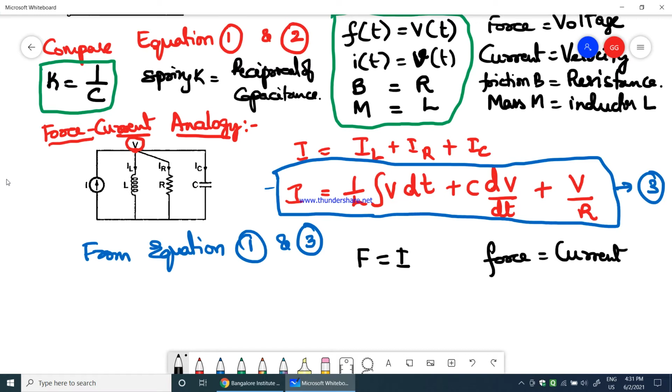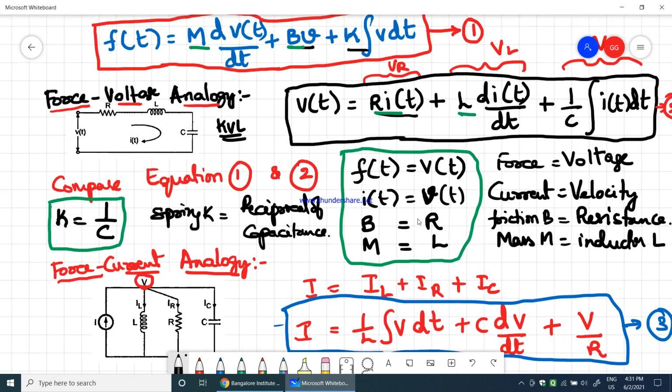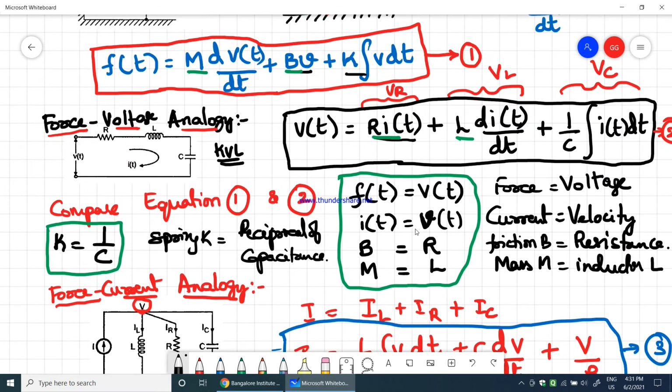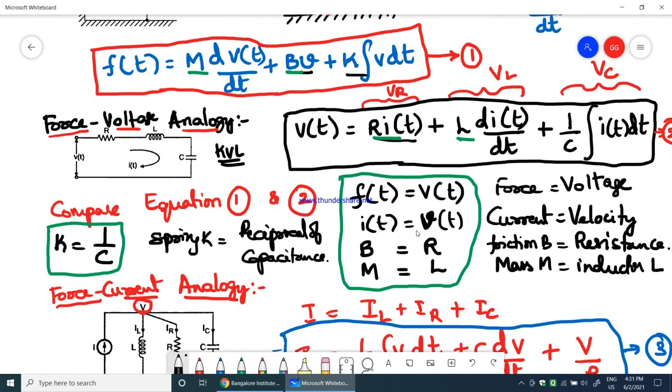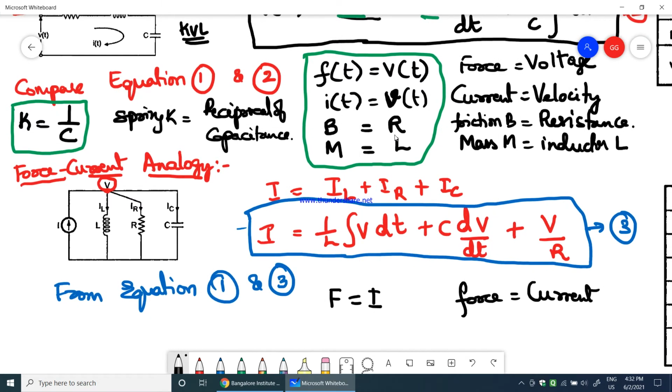Then compare the integration term with the integration term, and the differentiation term with the differentiation term. So integration is K integration of V dt in the mechanical system. In the electrical network for force current, I have 1 over L integration of V dt. Therefore I can say velocity equals voltage. So velocity small v is equal to capital V.